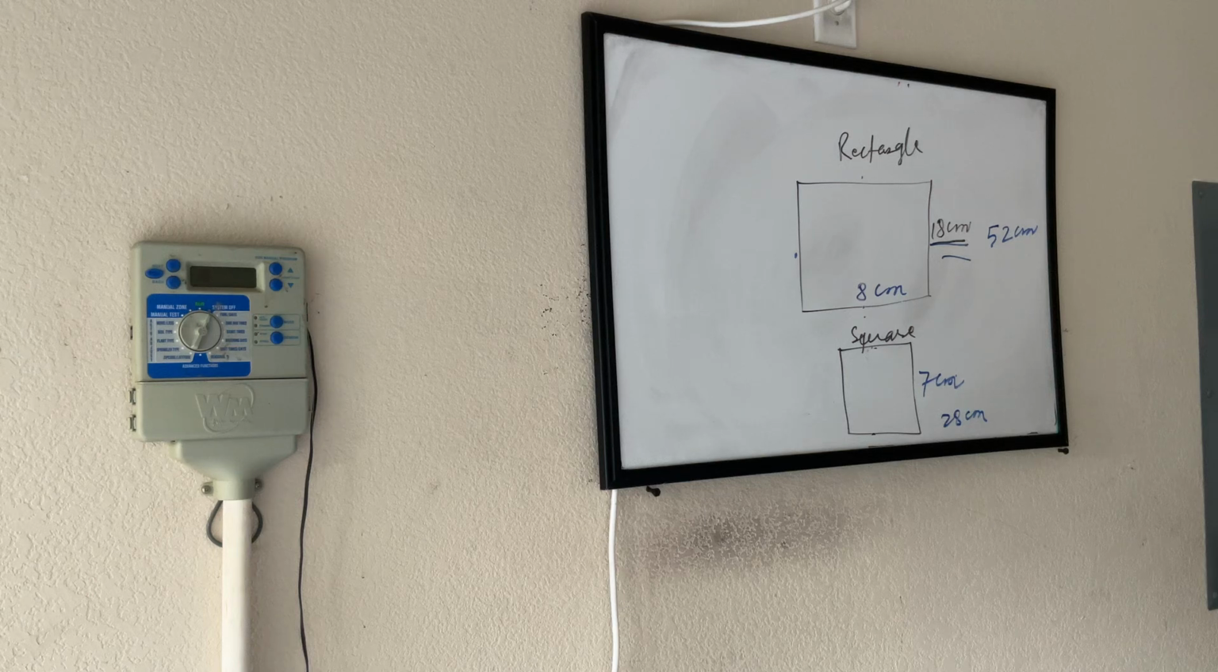This is 8 centimeters. So if this is a rectangle, the opposite sides will be the same. So this will also be 8 centimeters. I'm saying this is 18 centimeters. So you know the property of a rectangle, the opposite sides are the same. So this will also be 18 centimeters. Now you add them together.